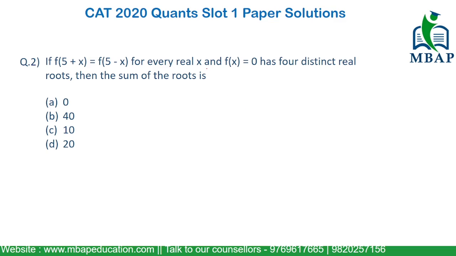Okay. What is given to you? What is given to you is f of 5 plus x is basically equal to f of 5 minus x. Let's assume I'm replacing x with x minus 5, and let's see how the function will change. Then f of x plus 5 will simply become f of x, and f of 5 minus x will simply become f of 10 minus x. Now I understood that f of x will be equal to f of 10 minus x.